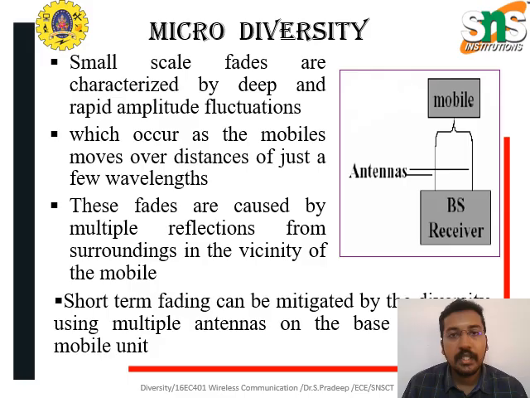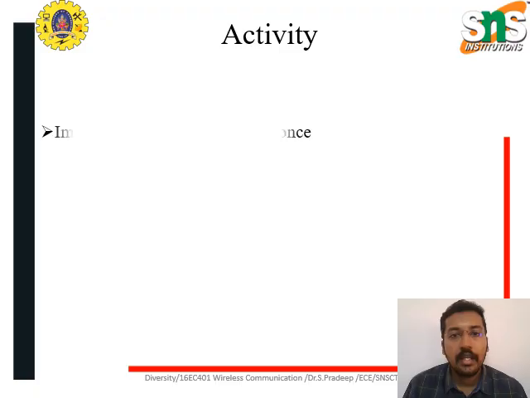Microdiversity refers to diversity schemes that mitigate small-scale fading by using multiple antenna elements or signal paths separated by distances on the order of a wavelength. This is in contrast to macrodiversity, which addresses large-scale fading by using antennas or base stations at different sites. Microdiversity techniques aim to improve channel reliability by exploiting uncorrelated fading at different locations or at different time intervals. Small-scale fades are characterized by deep and rapid amplitude fluctuations and occur as the mobile moves over a distance of just a few wavelengths.